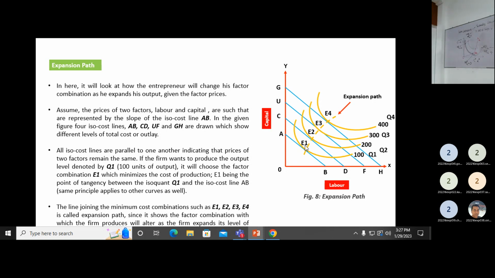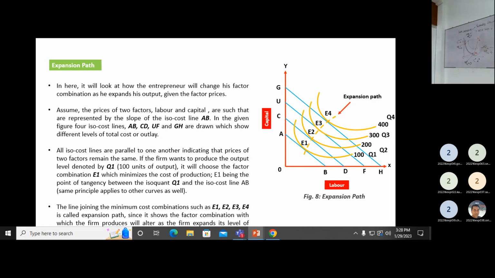Now, here you could see there are some points E1, E2, E3, and E4. Now, what happens at that point? Here you could see your isoquant is tangent with your isocost. So once we draw a curve by connecting all these points, we call it the expansion path. Meaning, if you are going to produce 100 units of output, this is the minimum cost that you have to incur. That is E1. If you are producing 200 units, E2 is the minimum cost that you have to incur.